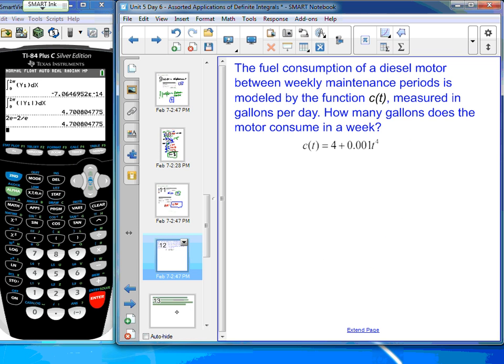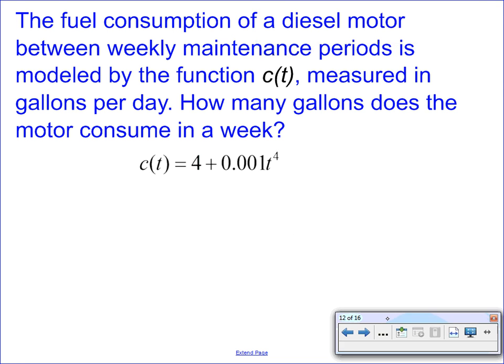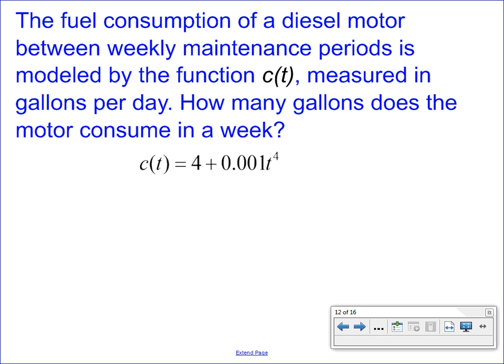All right, guys. Let's close out our discussion with a couple more applications of the definite integrals today, and then we'll get you some work time. So let's suppose the fuel consumption of a diesel motor between weekly maintenance periods. Similar context, I remember a test question we had last time when we were doing the Riemann sums, and we had that diesel motor. Over the course of the week, it had the carbon emissions, and we had to figure out the carbon emissions. This is different.